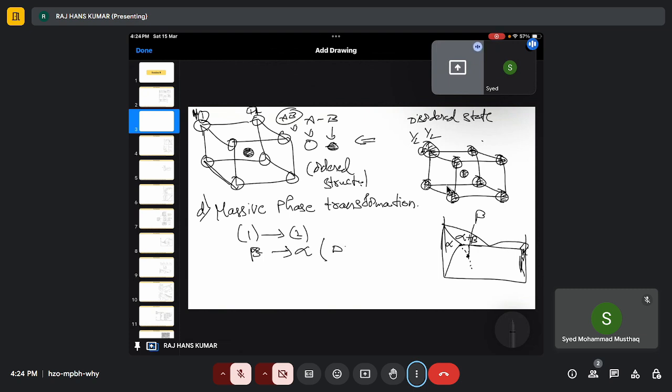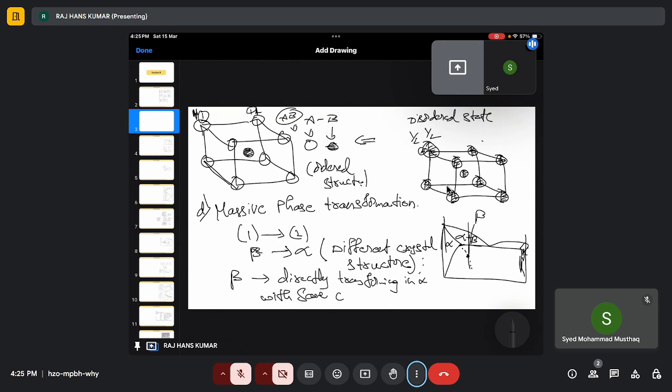They have two different crystal structures. And so the beta is directly transforming into alpha with the same composition. See, there is no change in composition, just a straight line. Same composition.